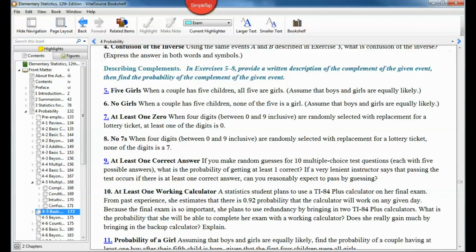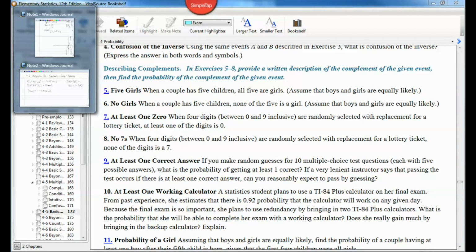All right, describing complements. Number 6, provide a written description of the complement of the given event. So we want to write down the complement of whatever it says. Then find the probability of the complement of the given event. Okay, we can do that.